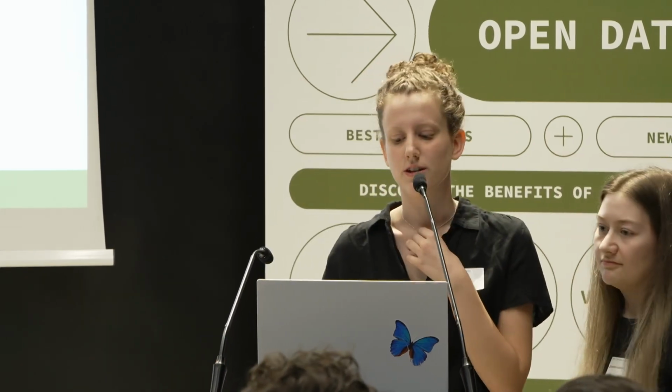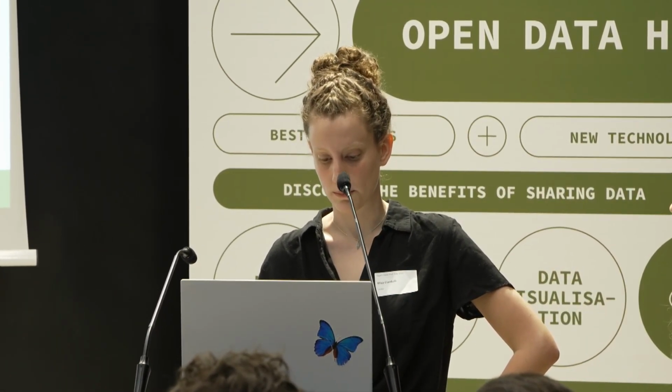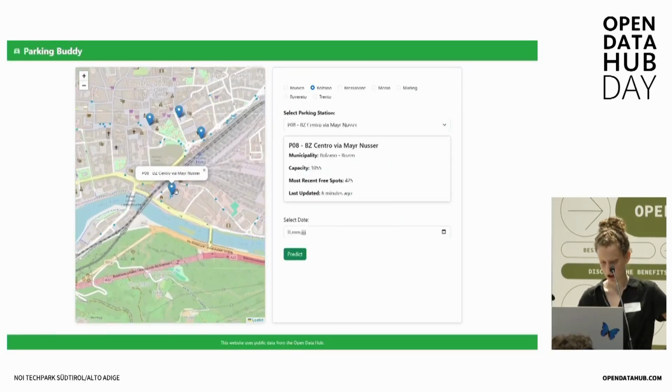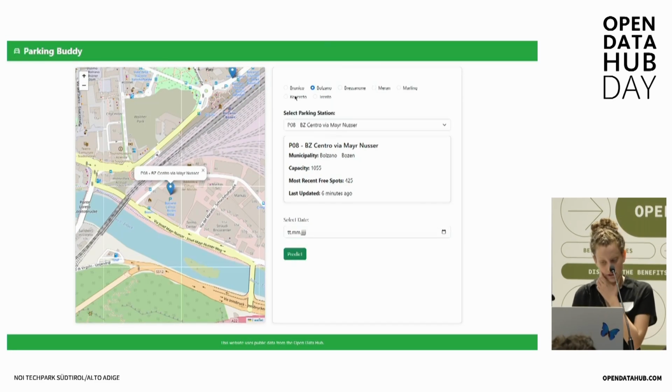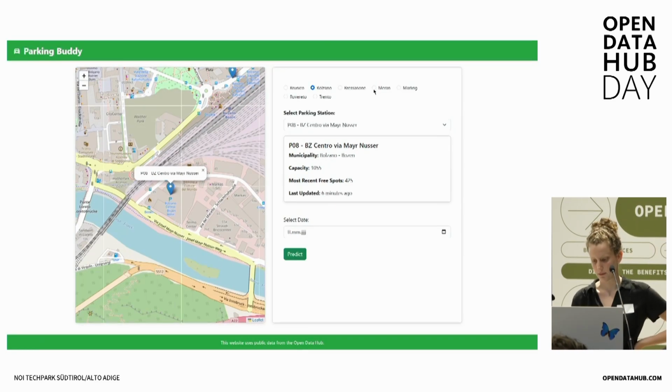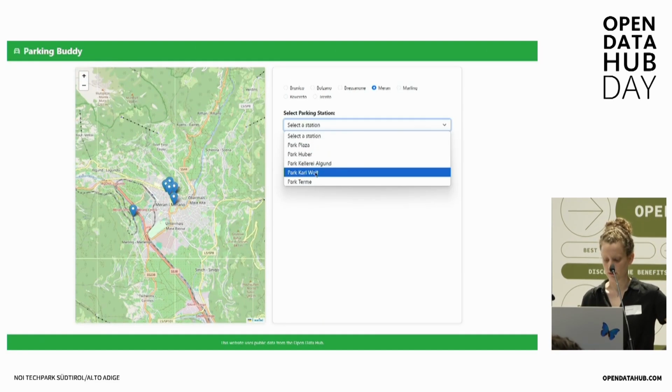Okay. So this is what the website looks like. We have a map where you can pick the parking station. This is, for example, for people who are not from here, that maybe just look at the map and see where they want to go. We can also filter by municipality. So we can go, for example, and see all the parking stations in Meran. And here we will only get the ones from Meran.